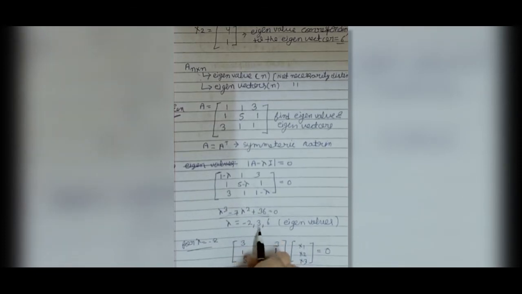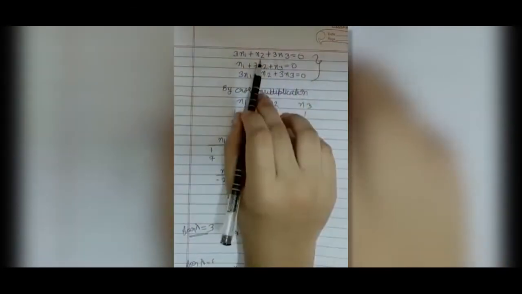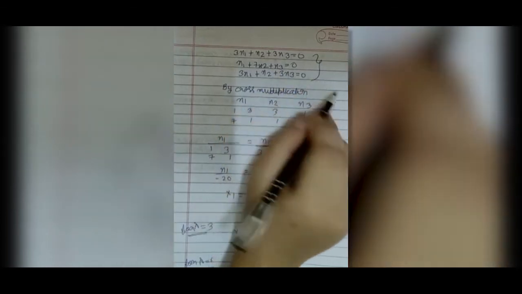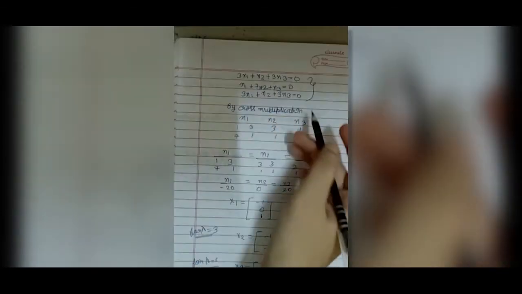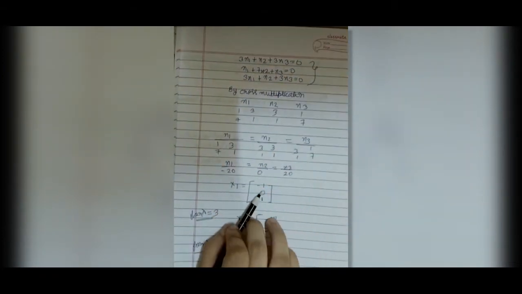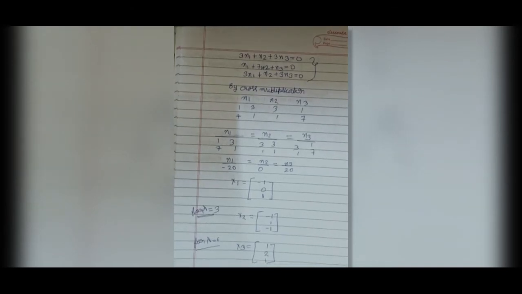Now corresponding to each value of lambda you will find the eigenvector. First we take lambda equals minus 2. Substituting minus 2 in place of lambda, x1, x2, x3 is the eigenvector corresponding to lambda equals minus 2. We get these 3 equations. Now you can apply any rule for solving these 3 equations, not necessarily cross multiplication. Just find the values of x1, x2 and x3. You will get something like this: minus 1, 0 and 1. Repeat the same process for lambda equals 3, you will get this, and for lambda equals 6, you will get x3 as this. So now our question is done. So this is the way.